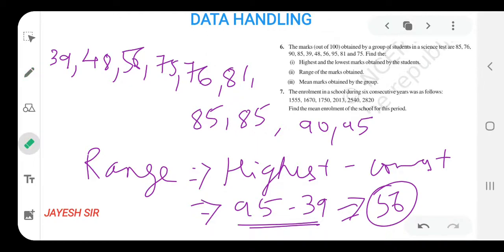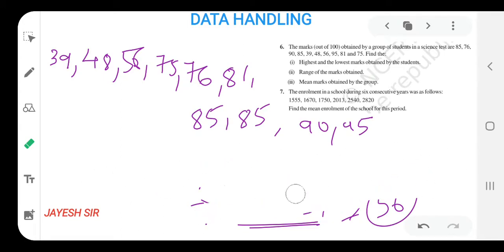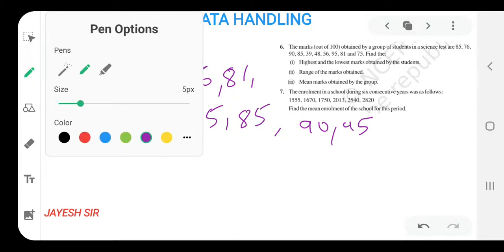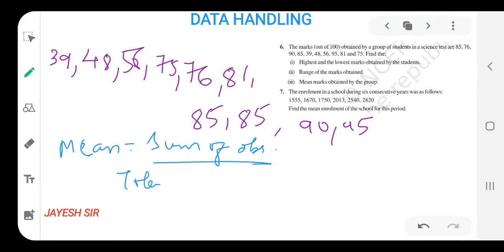So let us begin with the third sum for the day. Mean marks obtained by the group. Mean is the thing that we have to find. As soon as we hear the word mean, we write the formula of the mean. Mean equals sum of observations upon total number of observations.